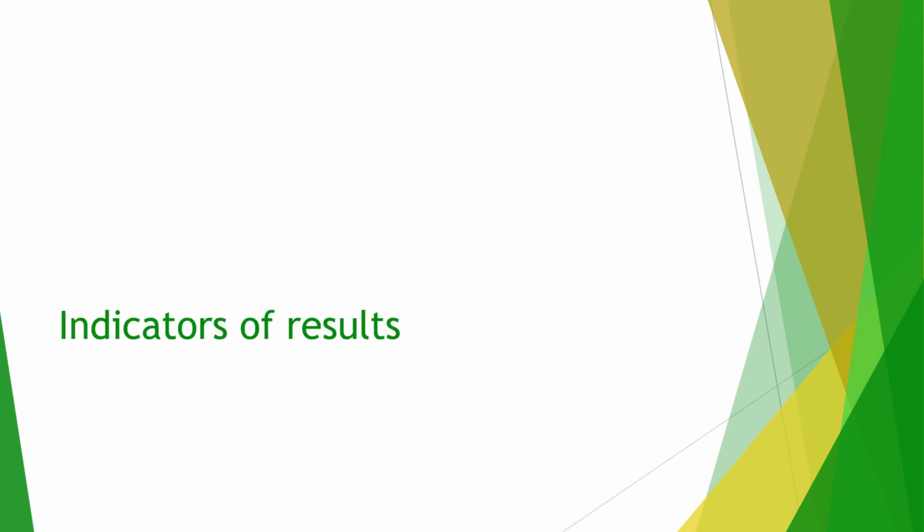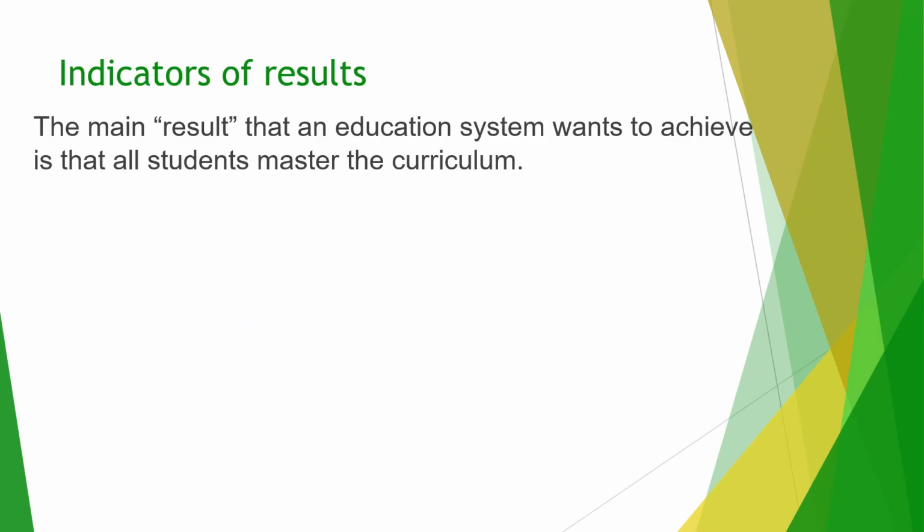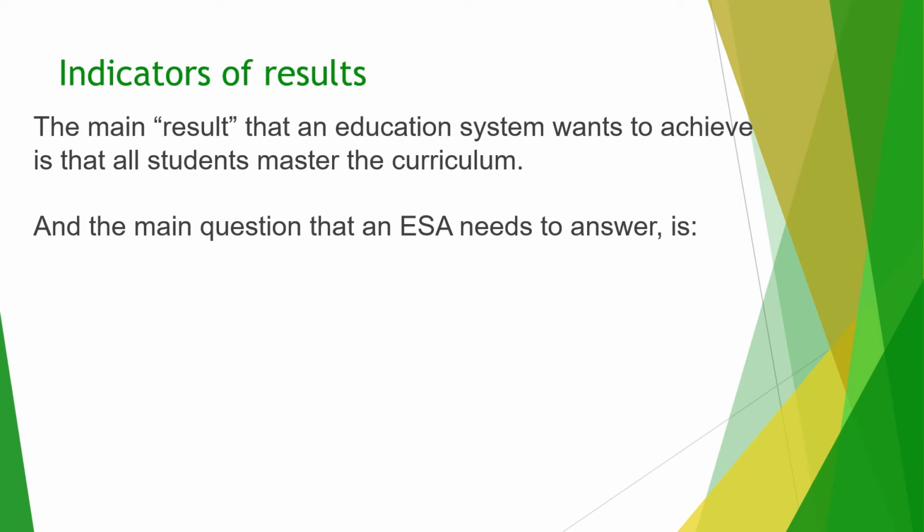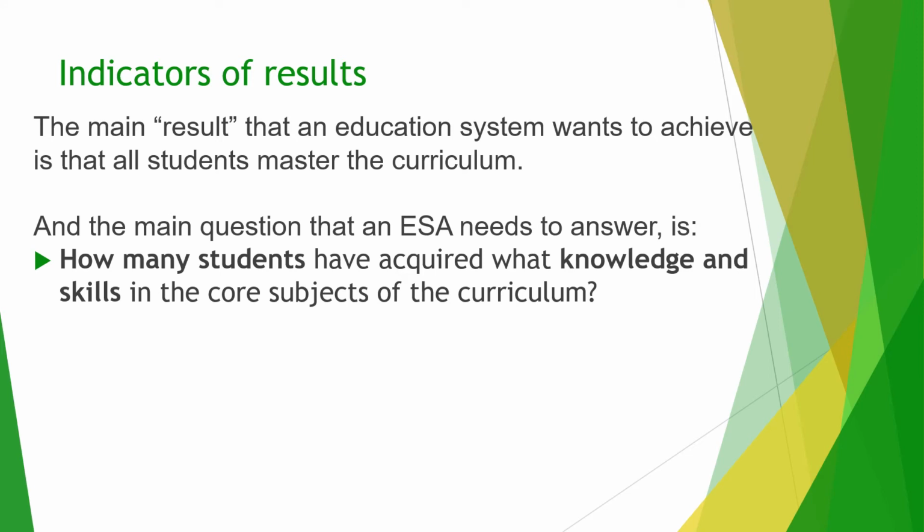Let's now look at the indicators of results. With results, remember, we mean to a large extent the ways in which students master the curriculum. And indeed, the main result that an education system will want to achieve is that all students master the curriculum. And the main question that an education sector analysis needs to answer is then, how many students have acquired what knowledge and skills in the core subjects of the curriculum?